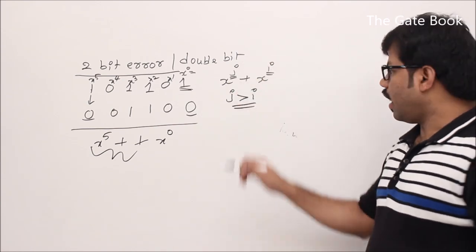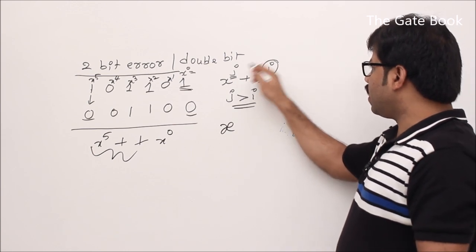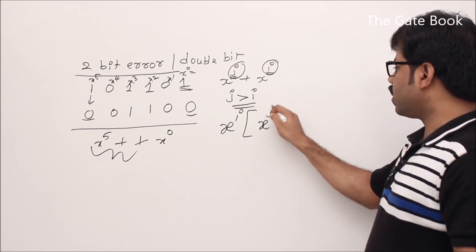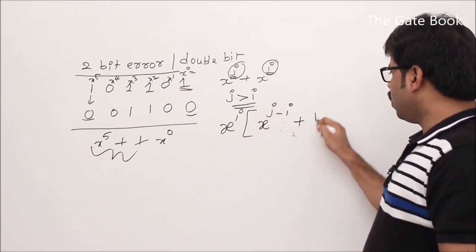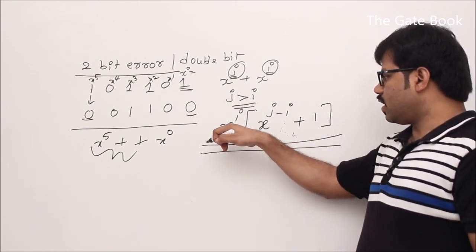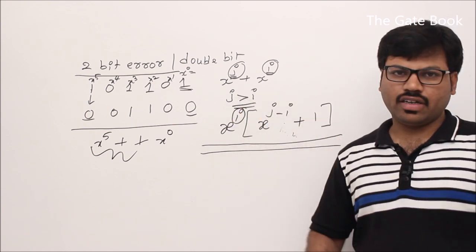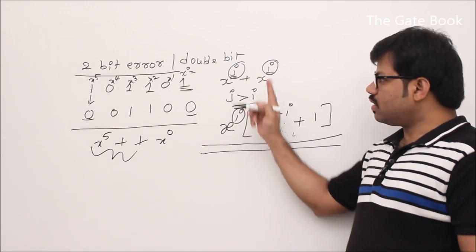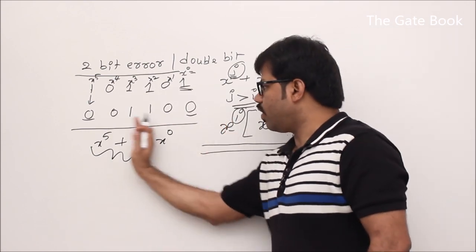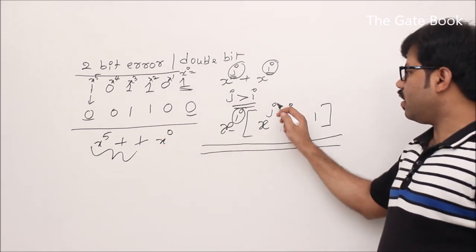Okay. Now I can do some simplification here. Since i is a smaller number than j, I can take x power i common. Then you get x power i into x power j minus i plus 1. So finally a double bit error has an error polynomial that is nothing but x power i into x power j minus i plus 1. So you know the significance of i, correct? This i is nothing but the starting position from right to left. As you go from here to here, i is the first position where you got the error, then the second error is at j.